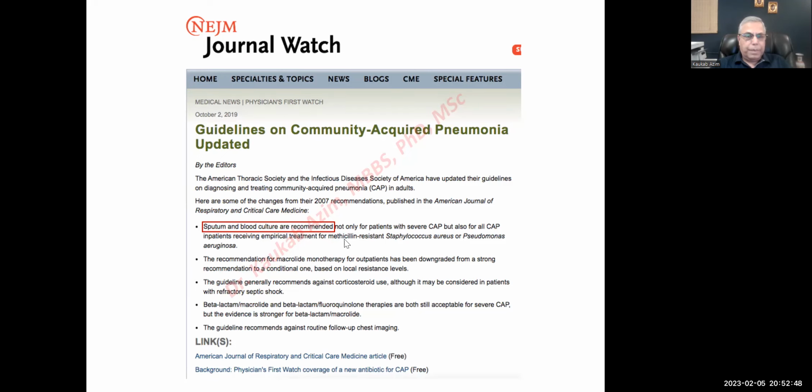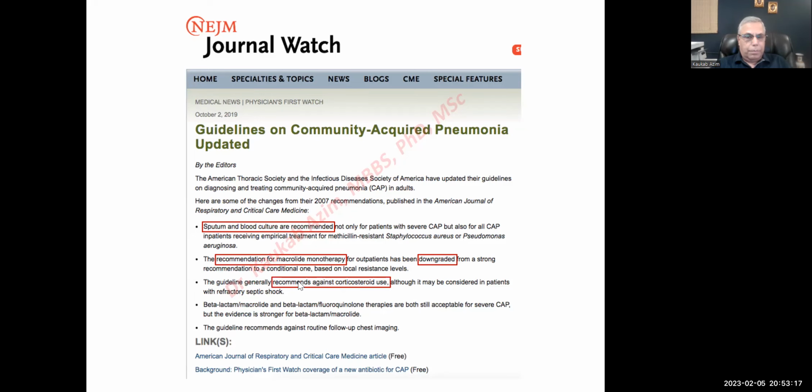So empirical treatment for MRSA, Pseudomonas aeruginosa. So we have to take this culture and send for culture and sensitivity. Then recommendation for macrolide monotherapy, not combination. Monotherapy has been downgraded. Previously, it was a strong recommendation to give azithromycin alone, but now it has been downgraded. You still give it, but it is no longer a strong recommendation.